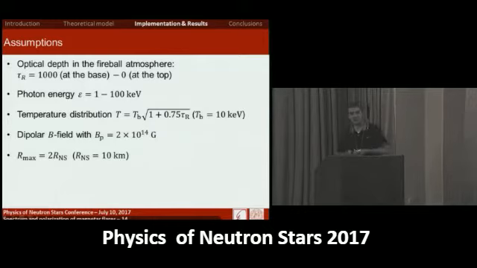For the sake of simplicity, we assume that the magnetic field is dipolar, with a polar intensity of the order of 10^14 Gauss, and the limiting radius R_max for the closed field lines that limit the fireball in the magnetosphere is twice the stellar radius, that is 10 kilometers.